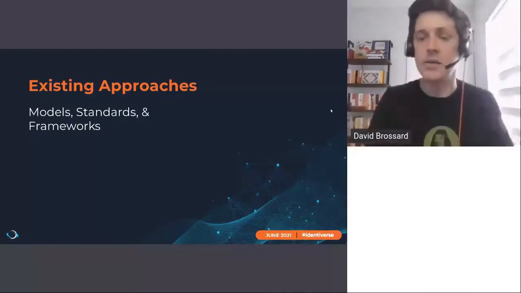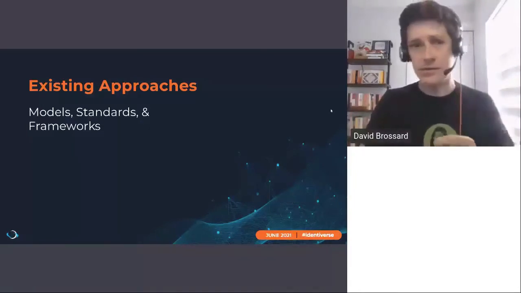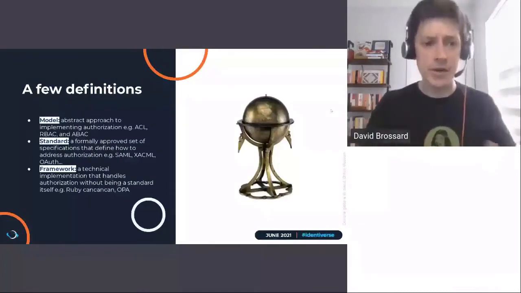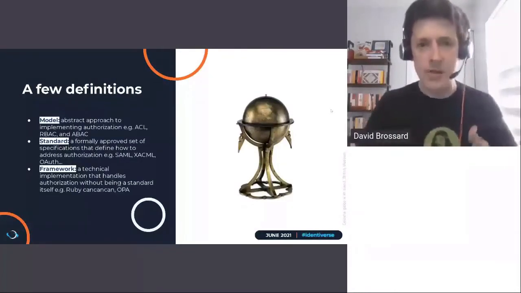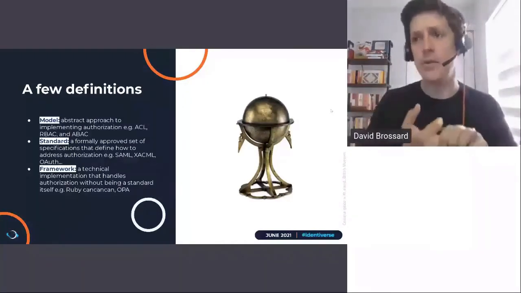And of course, auditors are not meant to understand what that code does. So let's have a look at existing approaches. First of all, a couple of definitions. I'm talking about model, standard, framework. A model is going to be an abstract way to tackle authorization. Think ACL, RBAC, ABAC. These are the three main models you have today, right?